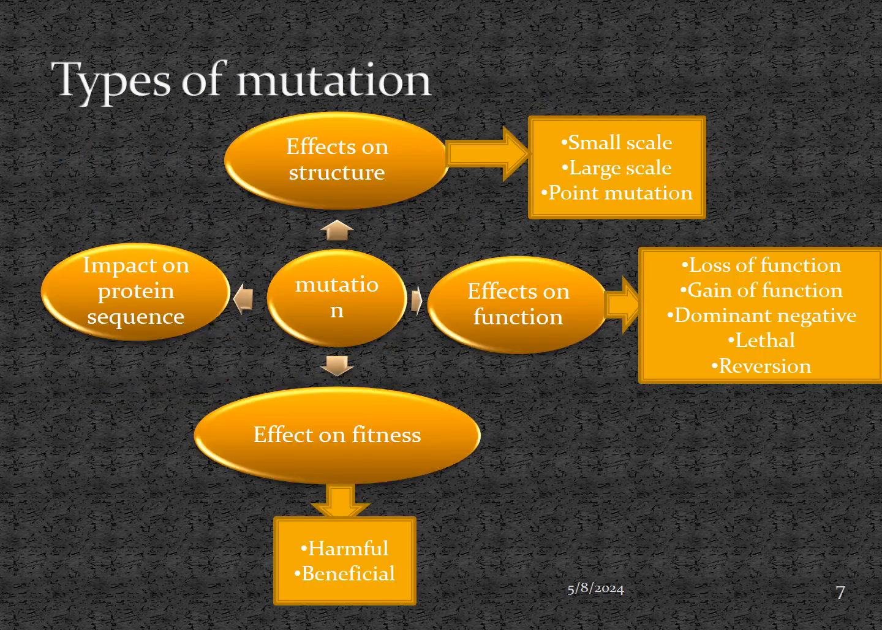We have types of mutations. The types of mutation can be classified by effect on structure, effect on fitness, effect on function, and then effect based on impact on the protein sequence. Effect based on structure can be small scale, large scale, or point mutation. Effect based on function can be loss of function, gain of function, dominant negative, lethal and reversion. While for fitness, it can be beneficial or harmful.